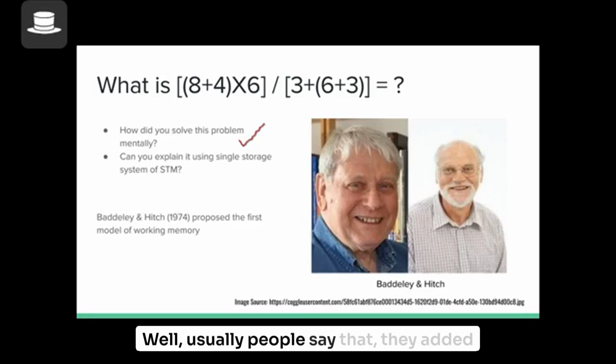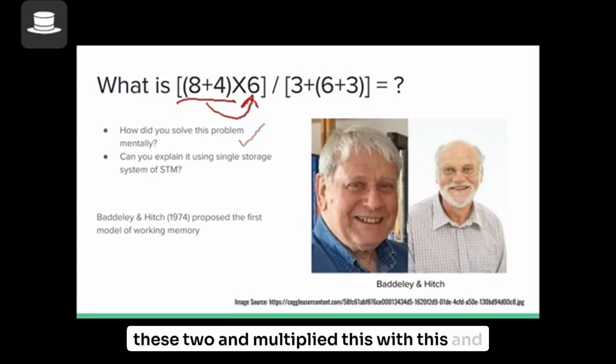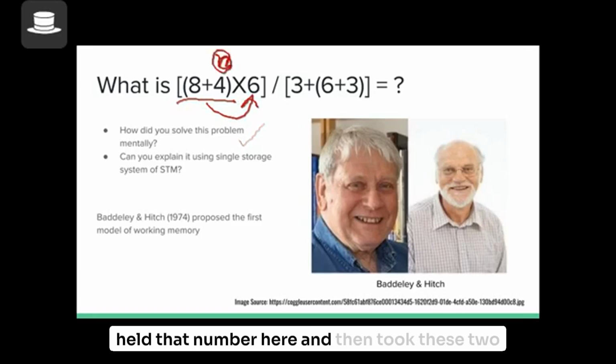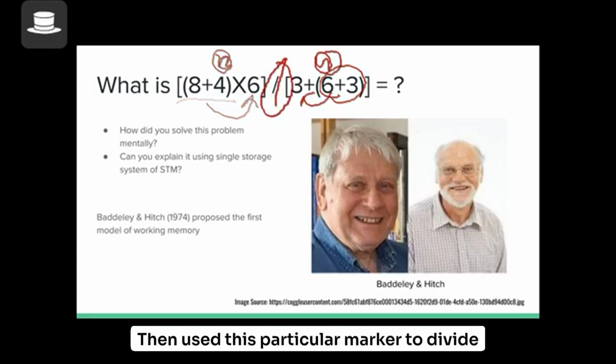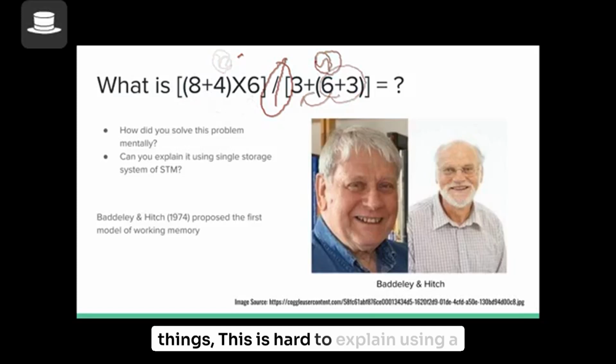Well, usually people say that I added these two and multiplied this with this and held that number here, and then took these two and added these two and had this number, then used this particular marker to divide this by this. Held information, did multiple things. This is hard to explain using a simple conception of short-term memory.